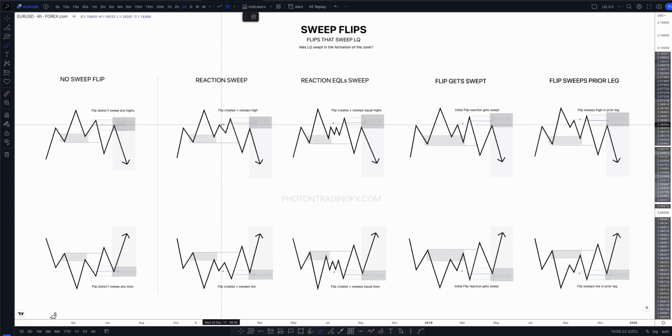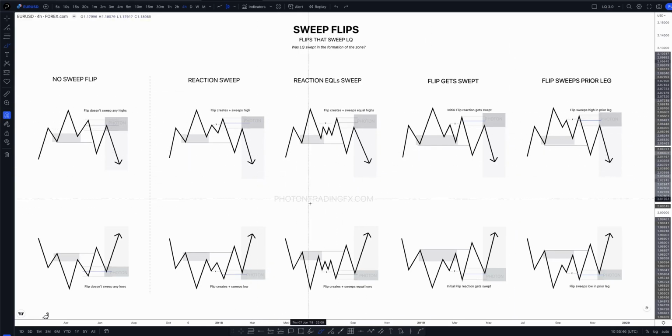We are looking for where potentially institutions used available liquidity, so I'll get into this in a minute, but behind a high to enter the market. It's like another filter that perhaps means institutions were involved in the creation of that, okay? So not only did it break structure, not only did it take out another zone, but it also used liquidity as it was formed, okay? It's another little filter that we add on top, all right?